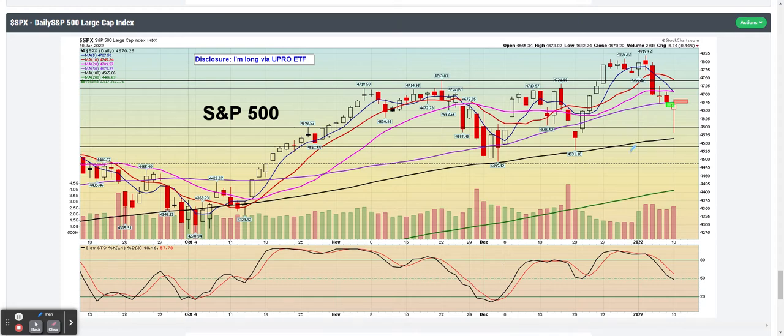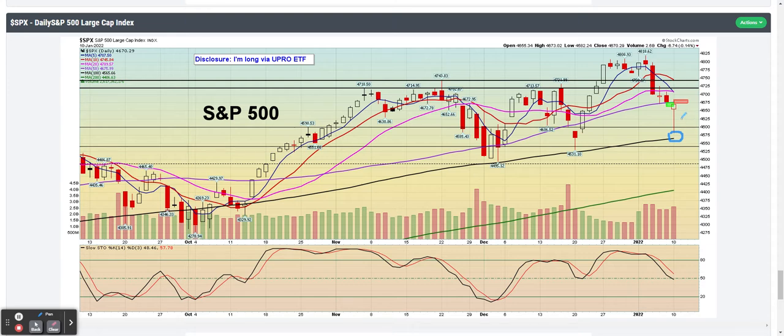Looking at the daily chart of the S&P 500. Today we had a very volatile day. Big sell-off followed by a big bounce. Didn't quite make it to the 100-day moving average, but the 4,600 level proved to be heavy support. And you'll see in a minute once we take a look at the intraday charts.